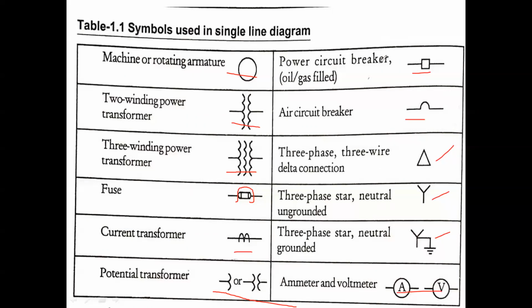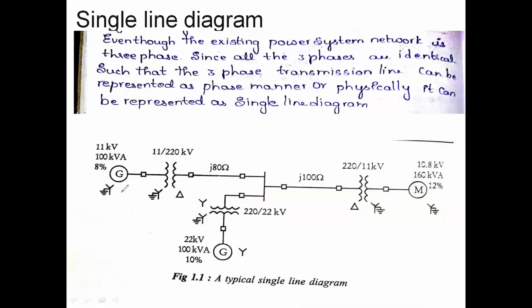Now we will take a power system and see how we are going to draw it by using these elements. Let us take a power system having some generator. This is a single line diagram. That means a single line diagram is only a single phase circuit.